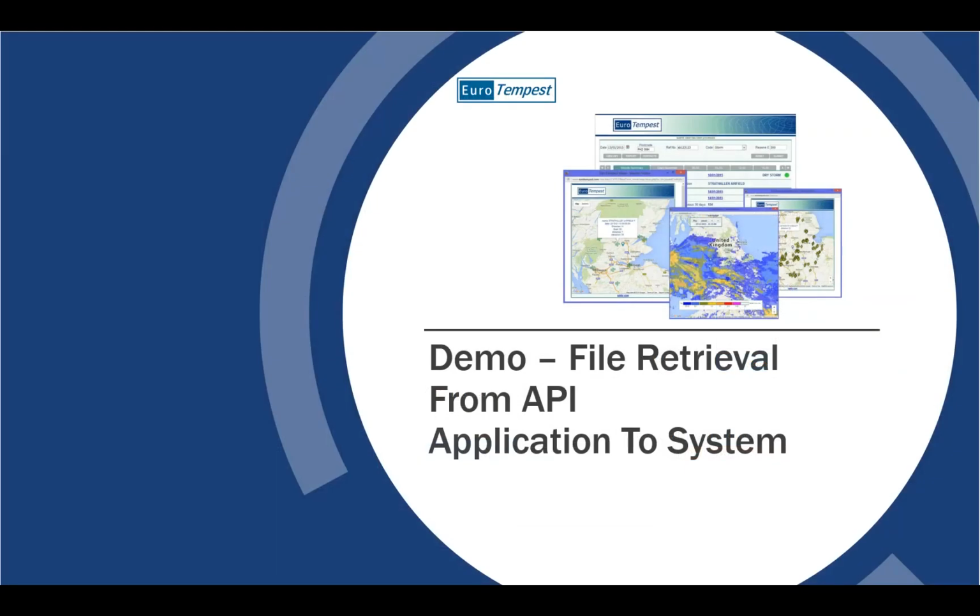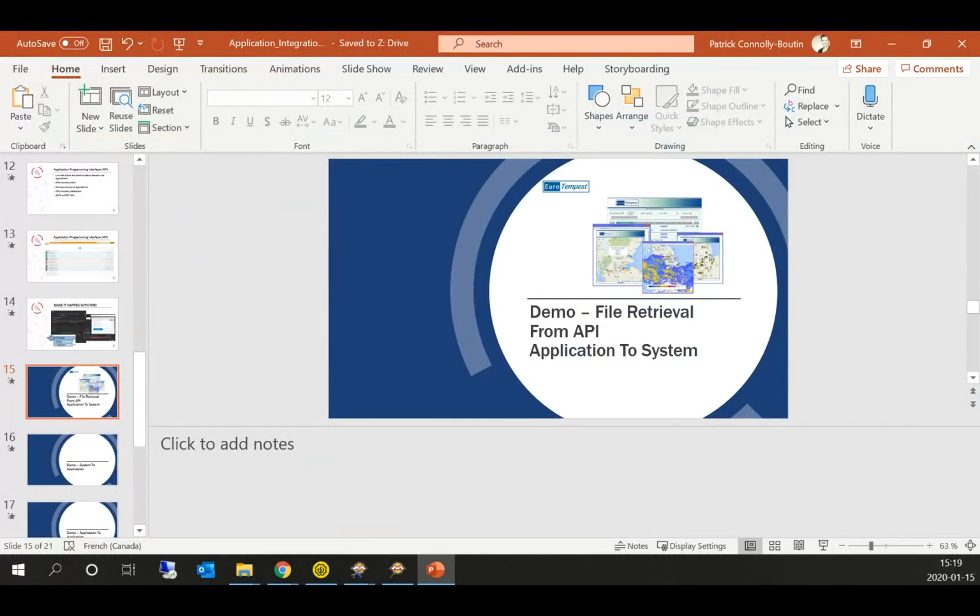So let's jump into it. This Euro Tempest feed workflow will basically retrieve files from an API. Now, there are different steps in order to achieve that file retrieval, but it is an application to system type integration. So let's get out of here and open up that first workspace.